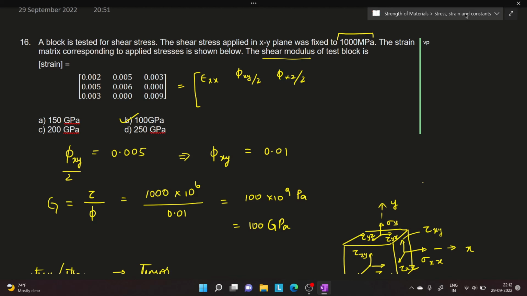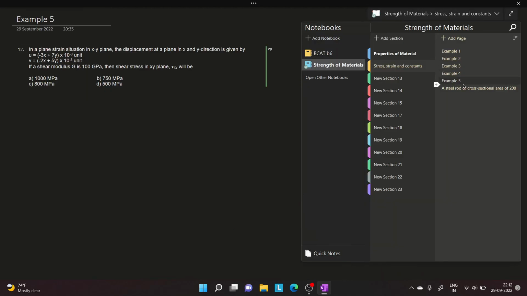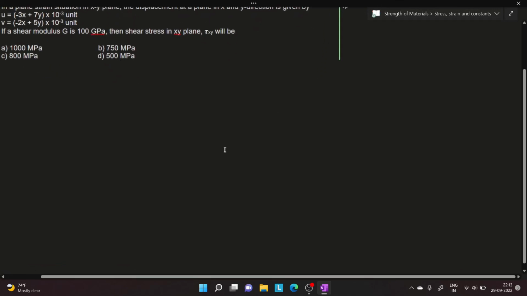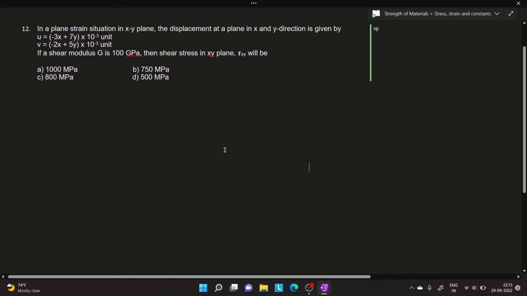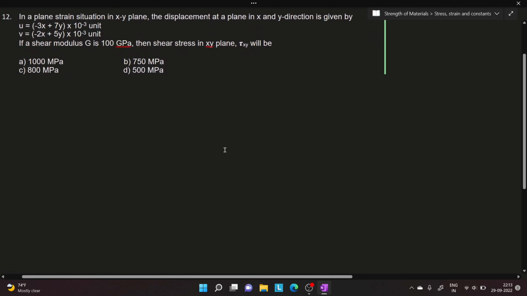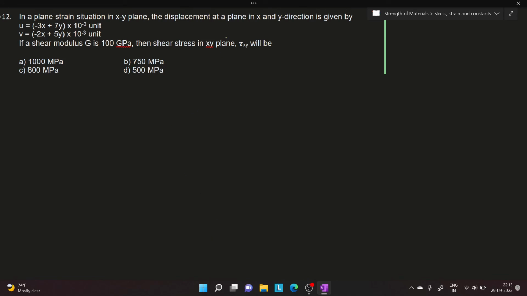Right, so moving to the next question. Right, so here we have the displacement of a particular point in x and y direction. So they have asked me to calculate the xy stress. Okay, so the shear strain and the direct strains can be represented with the help of displacement equations, right? So what we call as a differential form of strain.